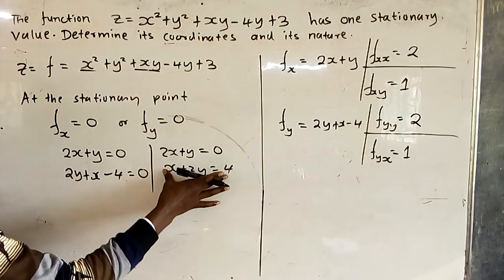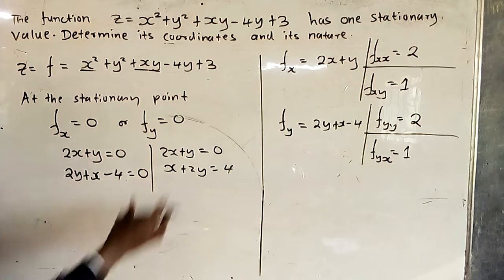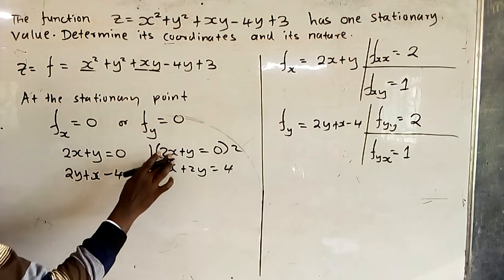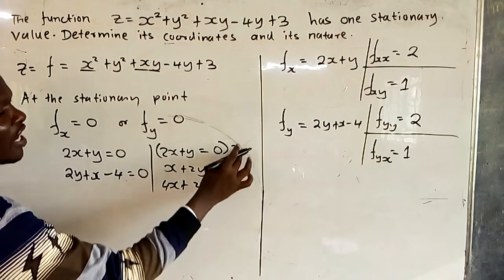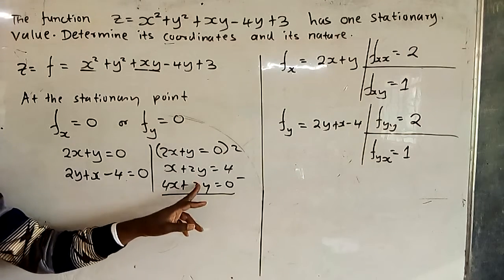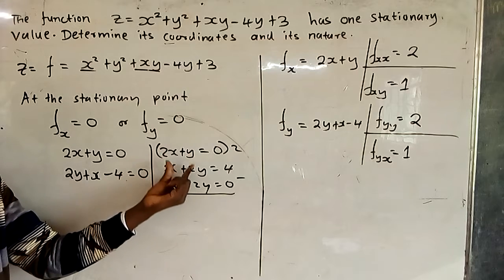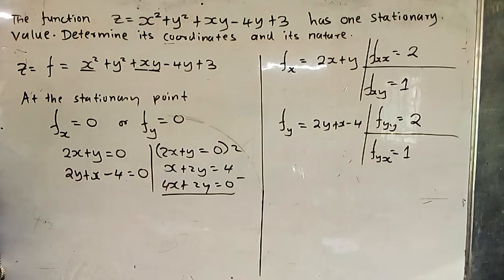We can multiply either the second equation by 2 or the first equation by 2. So if we multiply the first equation by 2, we multiply the whole of the first equation by 2: 2 times 2x, 2 times y, then 2 times 0 is 0, so that we can now eliminate y: 2y minus y. We subtract to eliminate y, isn't it? You can do anything. Even if you multiply the second equation by 2, it means you are now eliminating x, isn't it? You use any method you feel comfortable with to get the value of x and y.